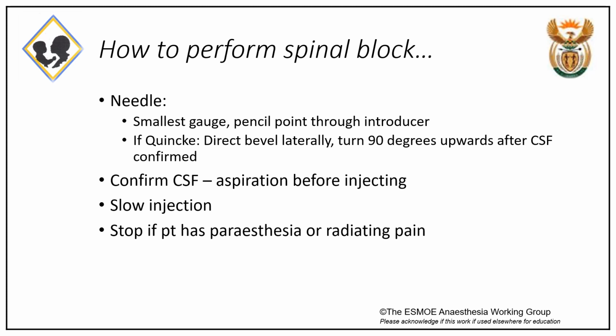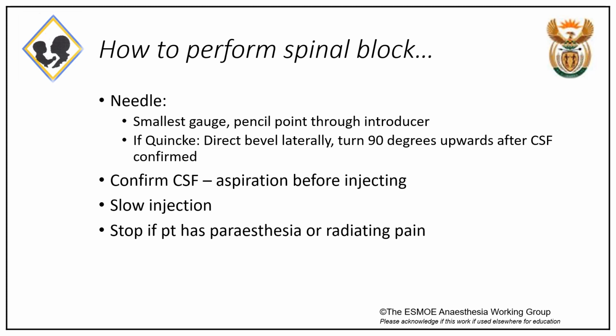When the needle is in the intrathecal space, the syringe is connected to the needle and negative pressure applied to the syringe. If CSF is aspirated, the needle is in the correct space and the local anesthetic can be slowly injected. If there is CSF backflow but no CSF on aspiration, the needle should be advanced a little bit and tested again. Stop injecting if the patient has paresthesia or pain that radiates into the leg. Remember not to inject if the patient is having a contraction.